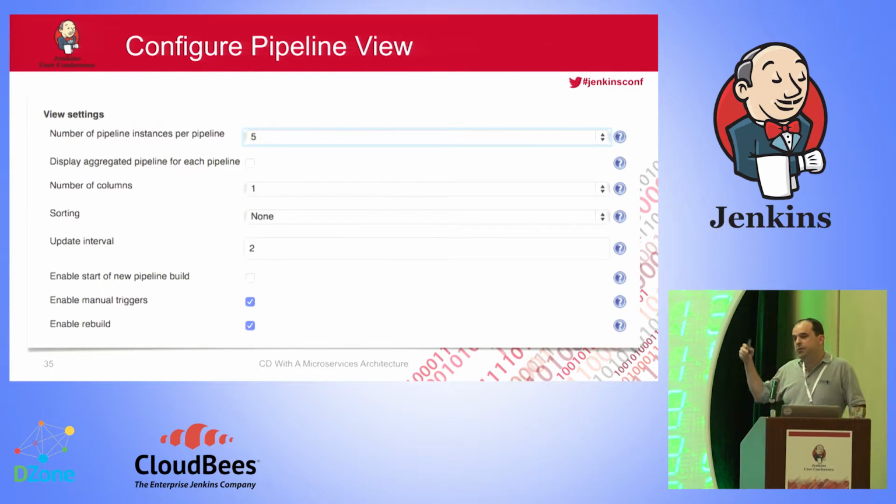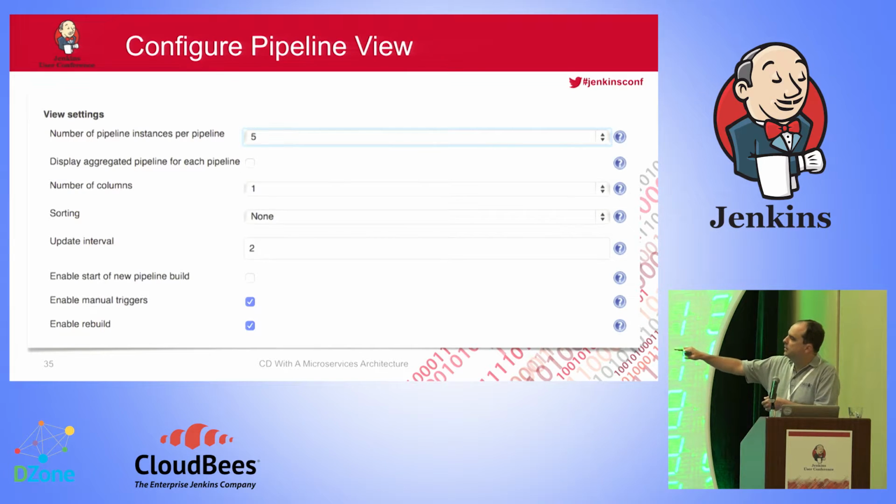There are some settings that you can set on the delivery pipeline. So number of pipeline instances per pipeline. Right now I have that set to 5, so that would show me the 5 most recent runs of that pipeline, essentially the 5 most recent builds.